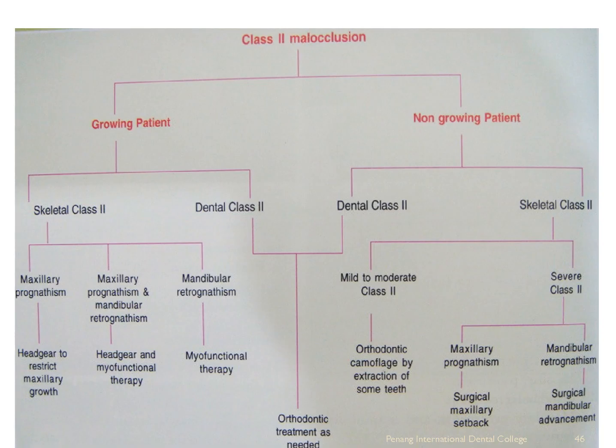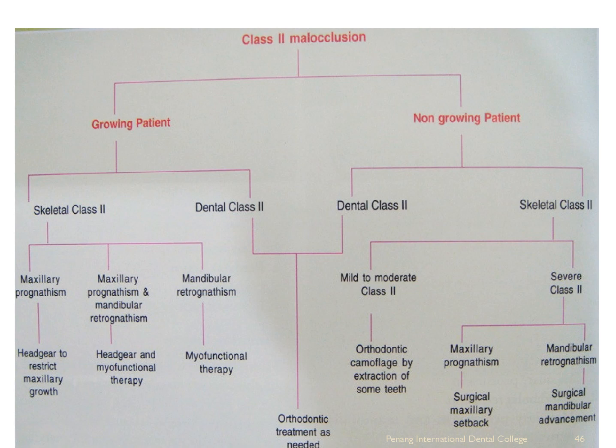So treatment, I have given a flow chart over here for your better understanding, and you can write it easily in your exam papers, right? So a class 2 malocclusion, the treatment plan can be divided into growing patient and non-growing patient. First and foremost, whether the problem is skeletal or dental. The class 2 is because of a skeletal jaw problem or a dental teeth problem. So that will decide your treatment plan.